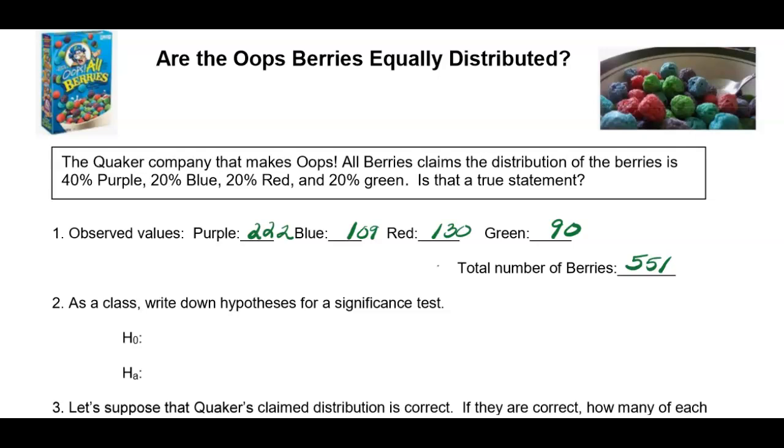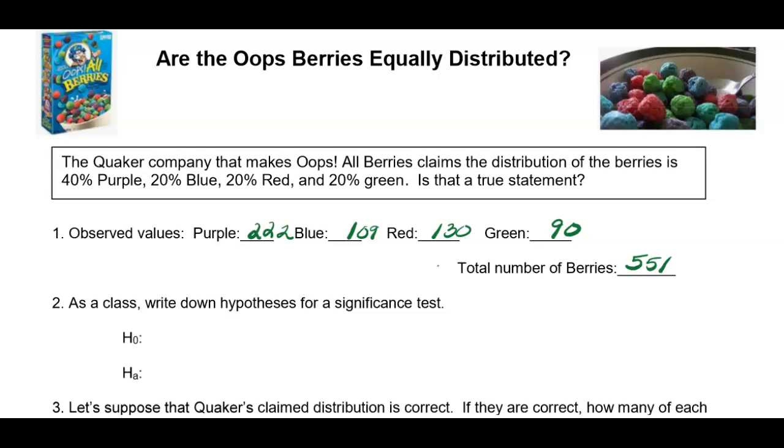So what we did is we opened up a box and we grabbed some Oops Berries out, and we had 551 total berries. We separated them by color and found that 222 are purple, 109 are blue, 130 were red, and 90 were green. So what we want to know is, is that going to be equivalent to what the company has claimed it should be?